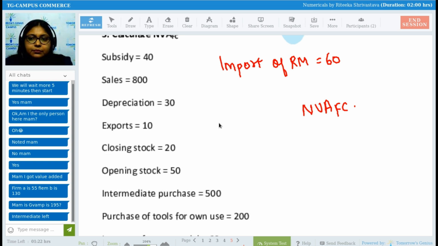Yes, for calculating NNP at FC also, because we have calculated NDP. GVA MP is the aggregate of value-added method. So first calculate GVA MP with the formula value of output minus intermediate consumption, and then after finding out the value, you can find out NNP at FC.